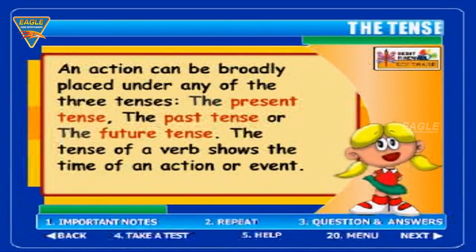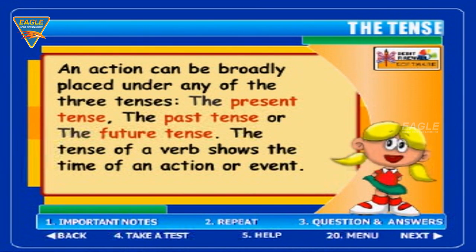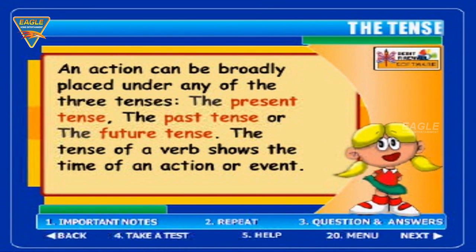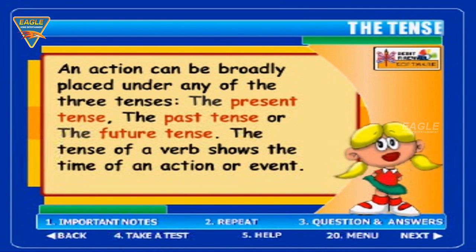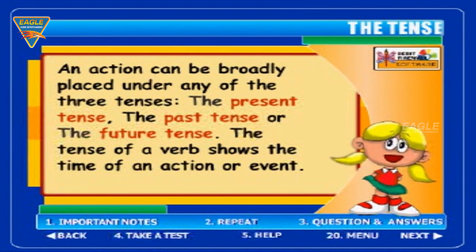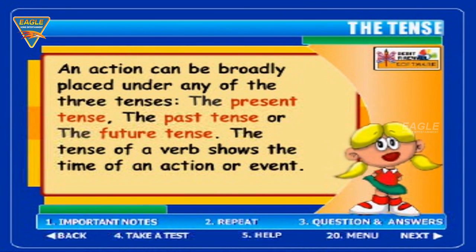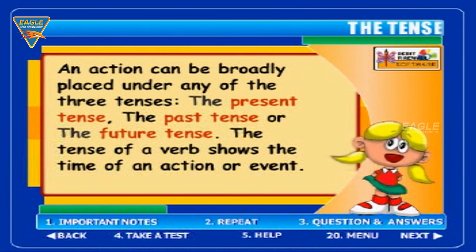Let's learn about tenses now. They are essential to learn any language. I'll tell you more about present, past and future tense. An action can be broadly placed under any of the three tenses: the present tense, the past tense, or the future tense. The tense of a verb shows the time of an action or event.